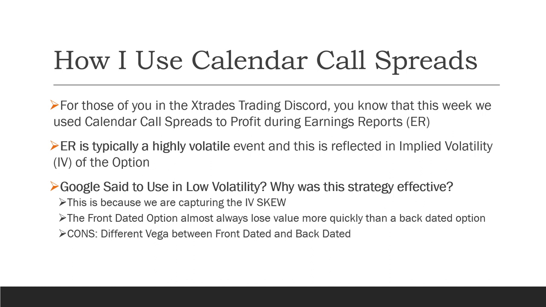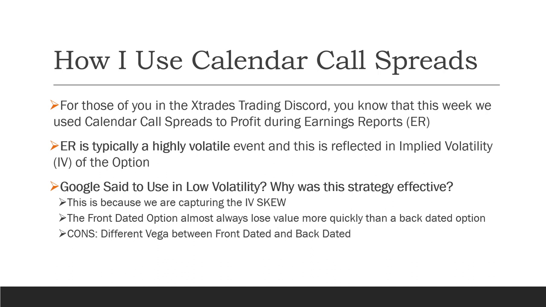And that's why we have IV skew. The front date option is going to have very high IV because of anticipation of the event. The back date option, or a further date option, is going to have lower IV because it's further away from that event. So there's more time for that contract to regain its normal value, whether the stock goes up or down. And that's why with ER, we have that big gap in IV spread.